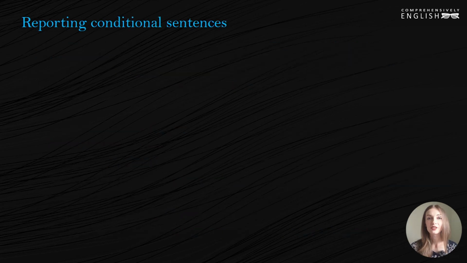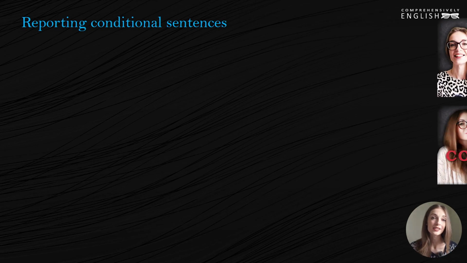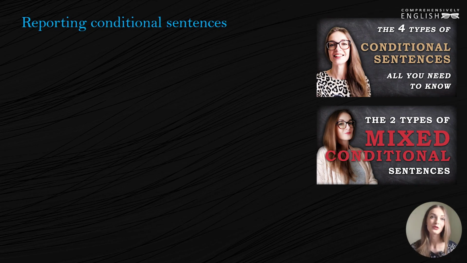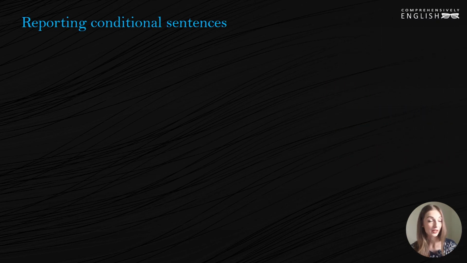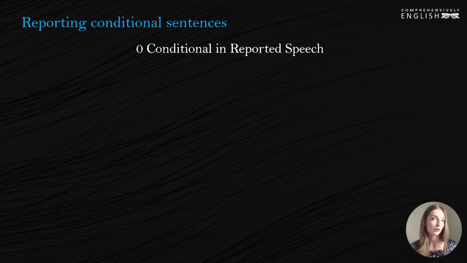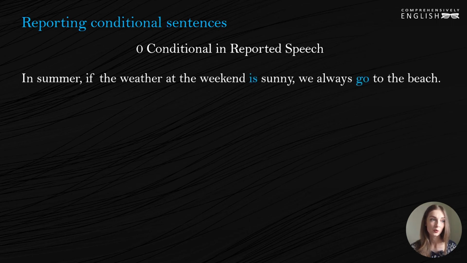As you know, there are four different types of conditional sentences, and I have already recorded a series of videos on conditional sentences. You can follow the links to those videos in the description to this video. We'll start with zero conditional here, and I'll remind you that's a condition that is always true. These conditional sentences speak about facts. In summer, if the weather at the weekend is sunny, we always go to the beach.